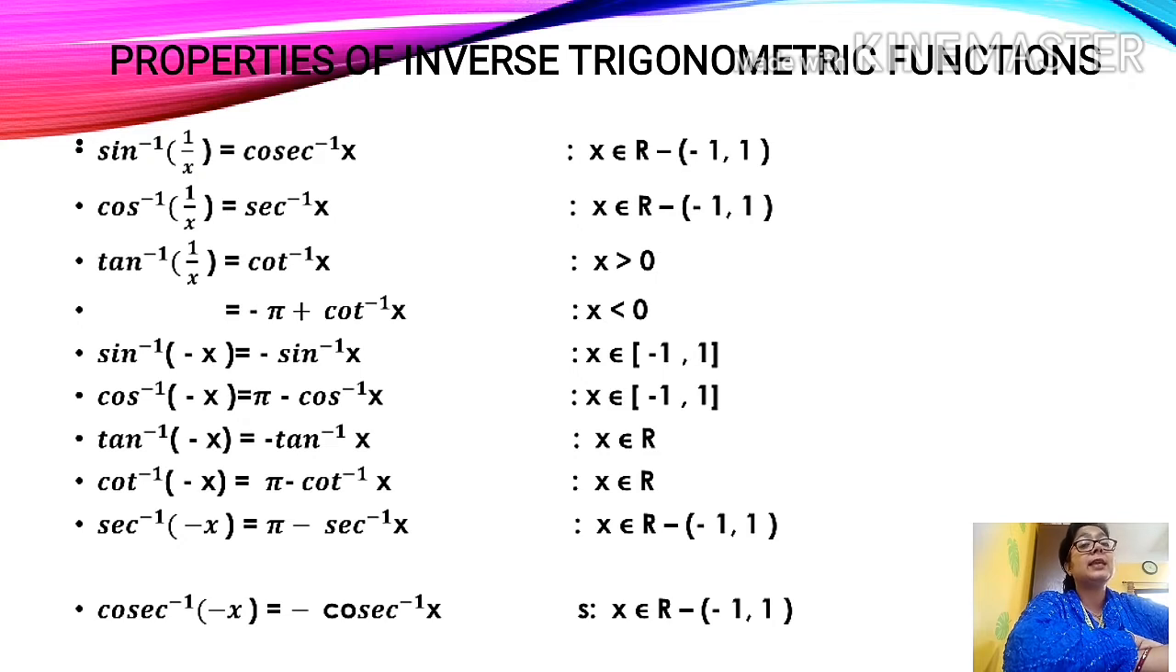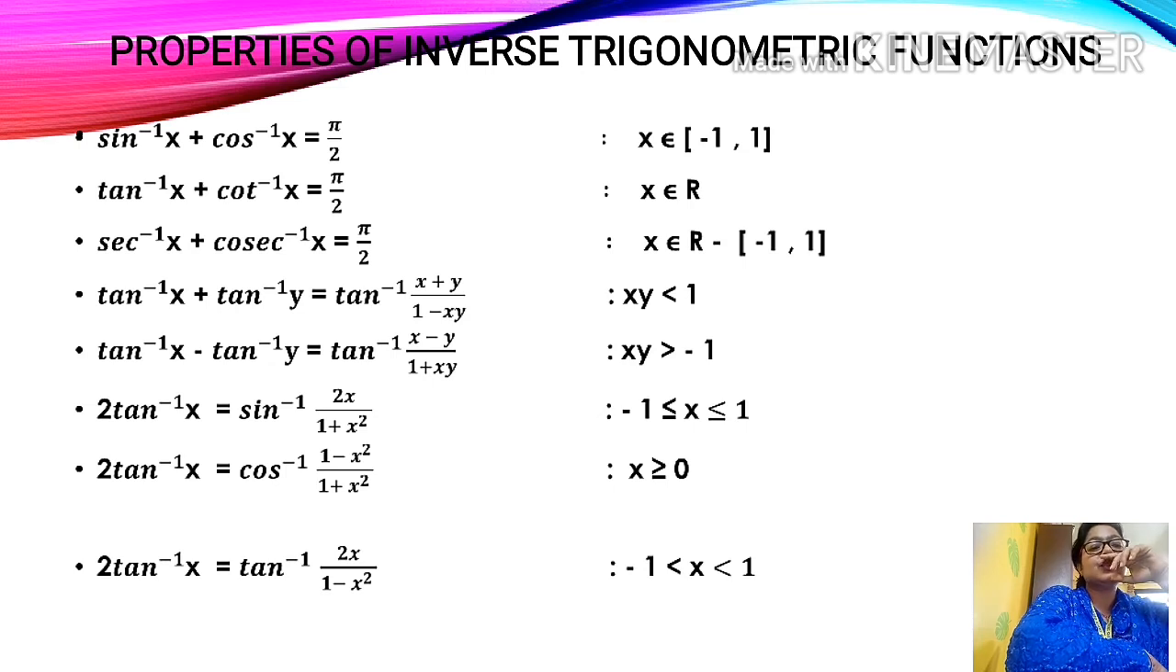Similarly, cos inverse x, sec inverse x and cot inverse x are of a similar type. I am discussing cos inverse first: cos inverse of minus x is equal to pi minus cos inverse x. Similarly, cot inverse of minus x is pi minus cot inverse x. Then sec inverse of minus x is equal to pi minus sec inverse x.